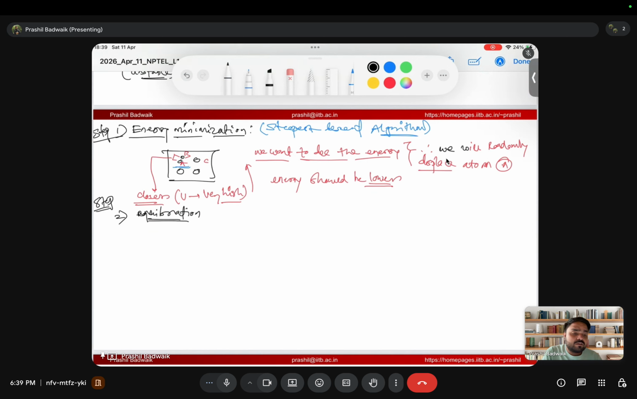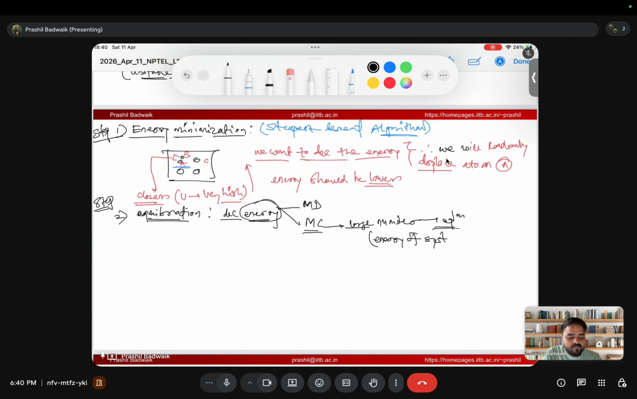Equilibration, what we essentially are doing in this process is decreasing the energy of the system. Again, energy decrease. How? There are two approaches. One is molecular dynamics, the other is Monte Carlo simulation. Here random displacement happens, right? And over a large number of steps we do the simulation, we reach equilibrium. That means the energy of the system is not changing.